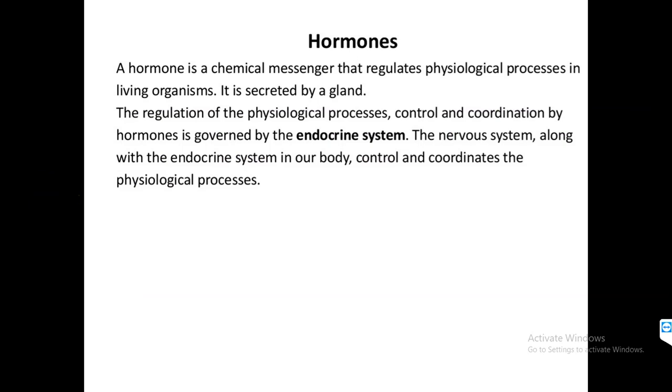So the nervous system along with the endocrine system in our body controls and coordinates all the physiological processes. We also talked about the nervous system, the brain, how it is controlling all the activities of our body, and the spinal cord also, that was coming under the category central nervous system. There was a peripheral nervous system also, which was also involved in regulating the various body activities. So the endocrine system, when combined with the nervous system, they both are responsible for controlling and coordinating the various physiological processes of our body.